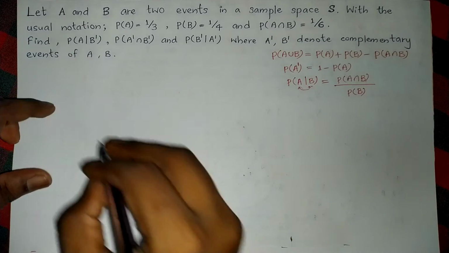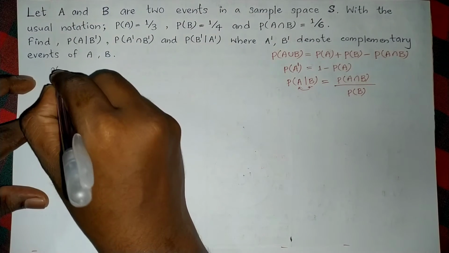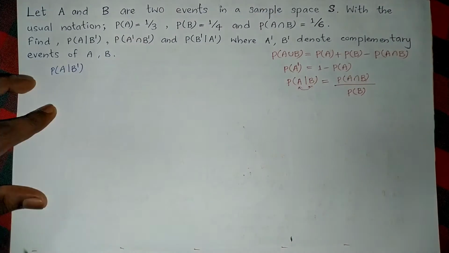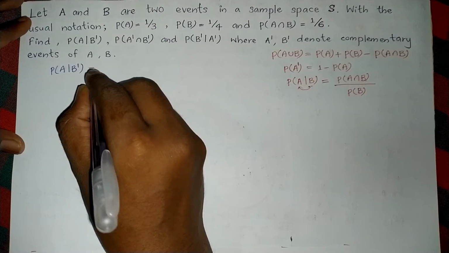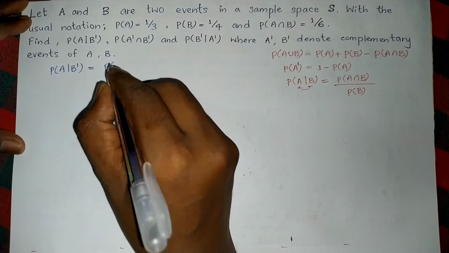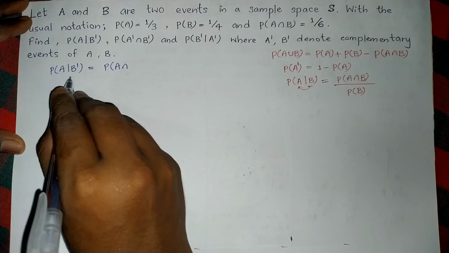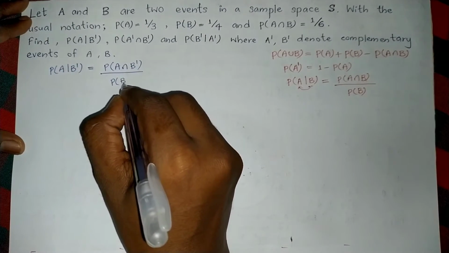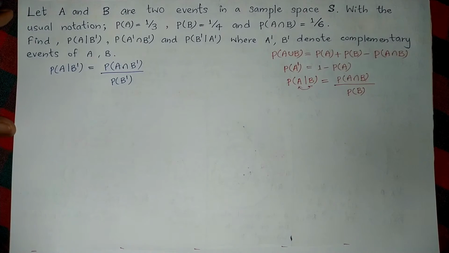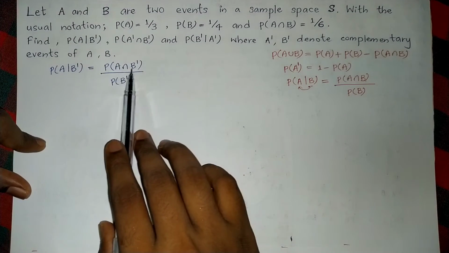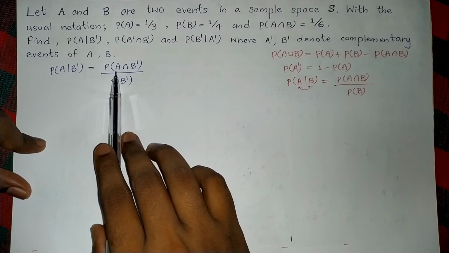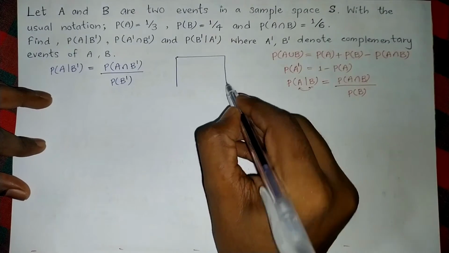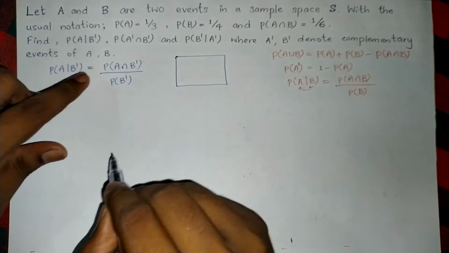The question is probability of A given B dash. According to our conditional probability theory, we know it is the intersection of these two events, A intersect B dash, divided by P(B dash). They have not given this data, P(A intersect B dash). So we have to consider a Venn diagram and find the value for this.